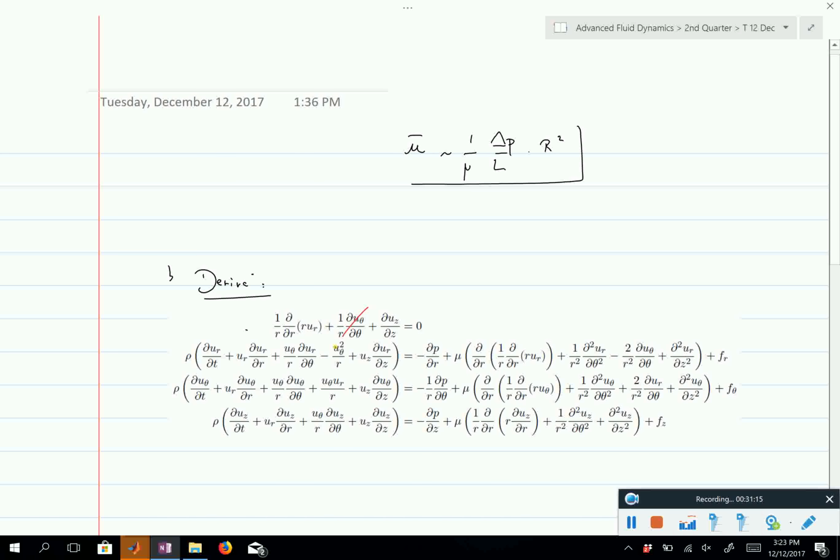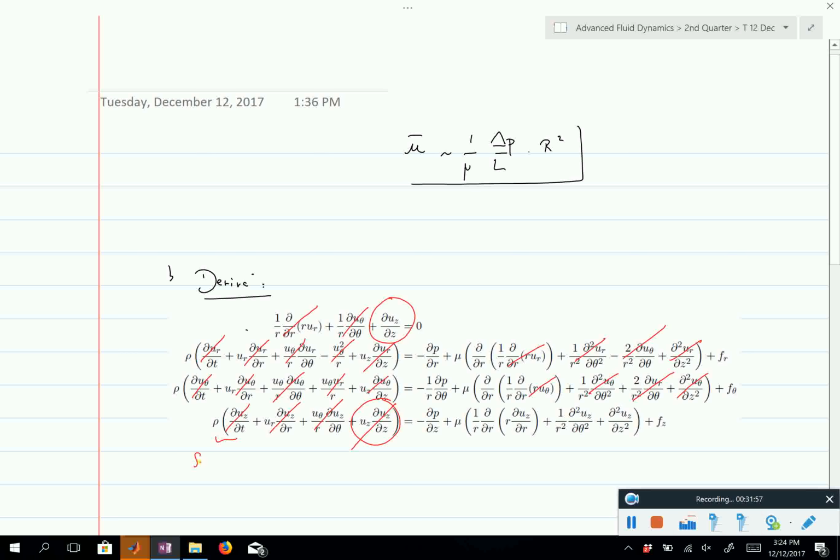Again, u theta is equal to 0, so everywhere I see a u theta, I put that equal to 0. And ur is equal to 0, so everywhere I see a ur, I put that equal to 0. Now I have partial uz over partial z equals 0. This is the equivalent of partial u over partial x equal to 0 in Cartesian coordinates. So this term here is also equal to 0. So now I'm back to having a uniform flow with no inertial term.